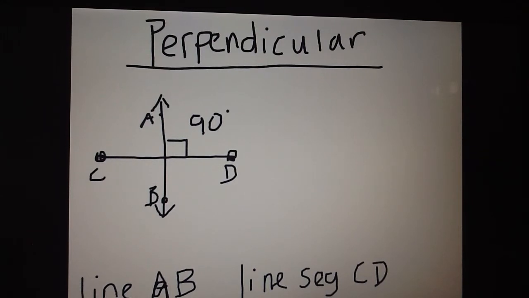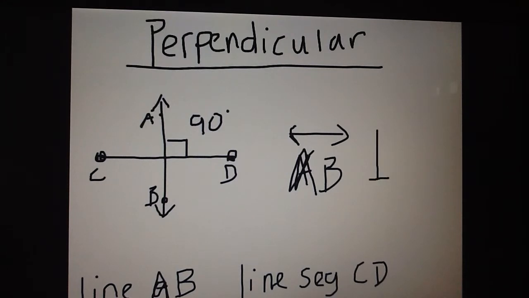Good. How would we name this? You would put AB, and then you would put an upside down T. Right, that's our symbol for perpendicular. Because what would happen if you made this? It would look like a plus sign. Right, we don't want to say AB plus CD. And then line segment CD. So that means line AB is perpendicular to line segment CD. Good.